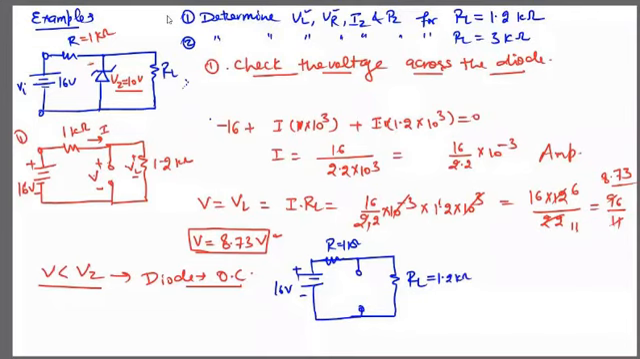What is VL? VL we will calculate directly. What is the value of I we can calculate across this diode. So VL will be equal to I into RL. Can you calculate the value of I here? Yes, you can calculate. Simply VR will be equal to I into R.